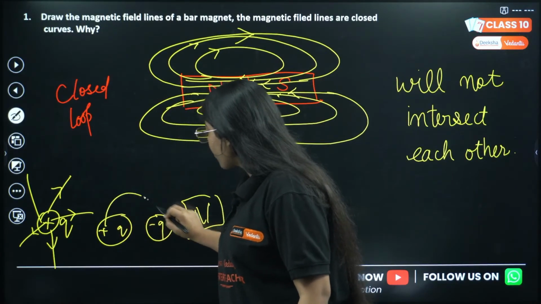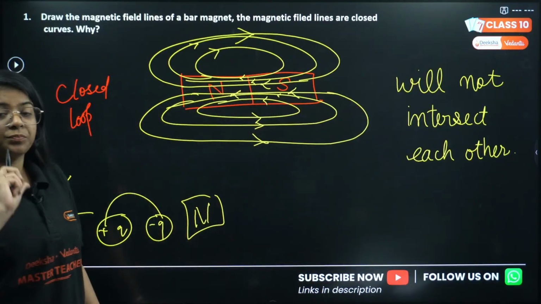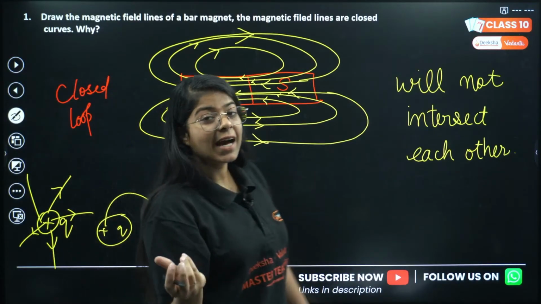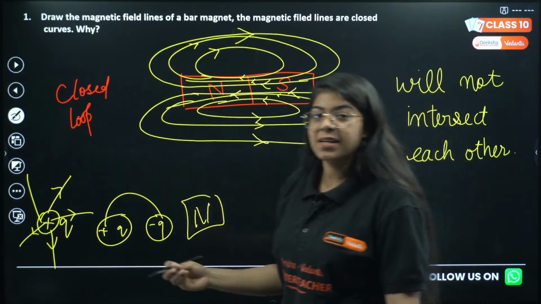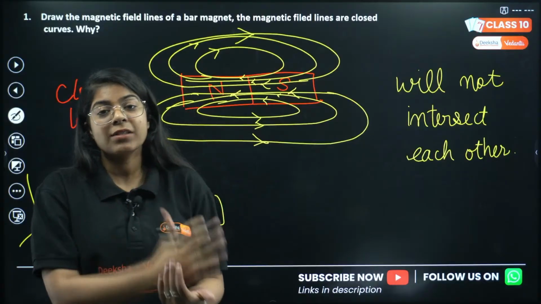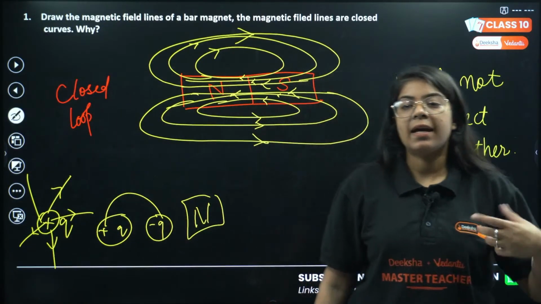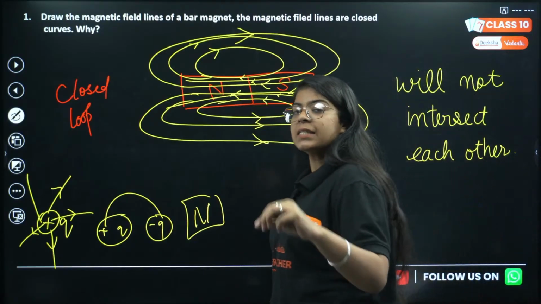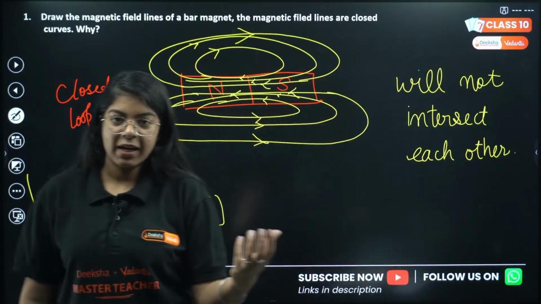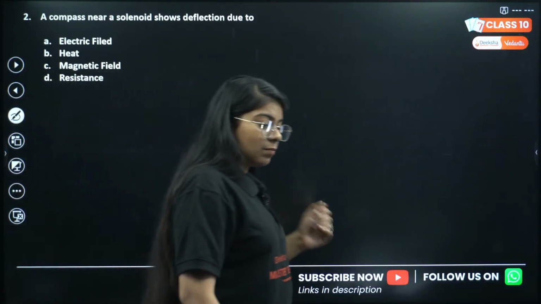These travel from positive to negative, but they exist. Single charges do exist. That's why the field lines can break or they can stop at some point. But magnetic monopoles do not exist, and hence the magnetic field lines are closed loops, correct? Okay.